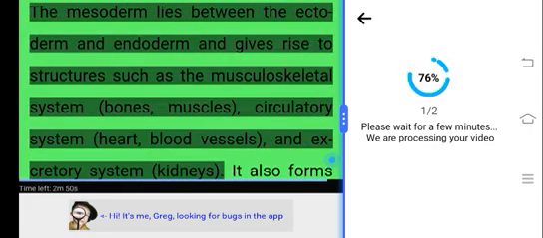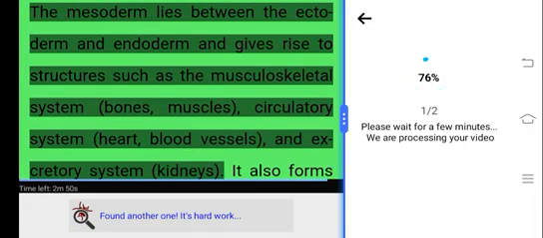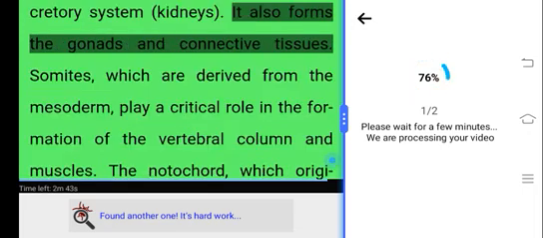Mesoderm. The mesoderm lies between the ectoderm and endoderm and gives rise to structures such as the musculoskeletal system (bones, muscles), circulatory system (heart, blood vessels), and excretory system (kidneys). It also forms the gonads and connective tissues.